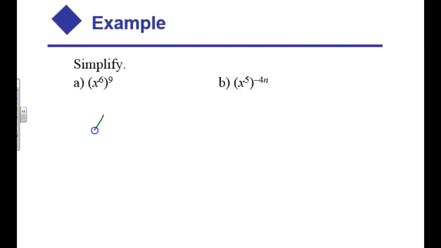Power raised to a power, we're going to rewrite the base and multiply. 6 times 9 is 54. And over here, I'm going to do power raised to a power again. I'll multiply negative 20n, and then using the rule of leaving no negative exponents, I'll rewrite this as 1 over x to the 20n.